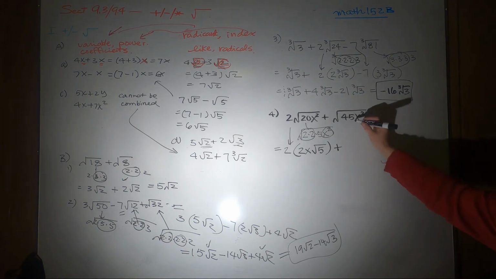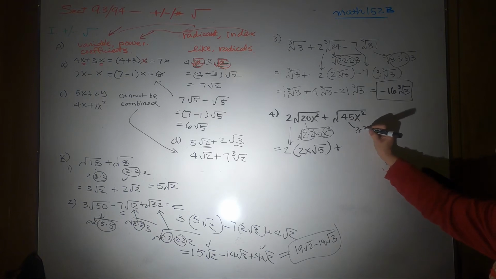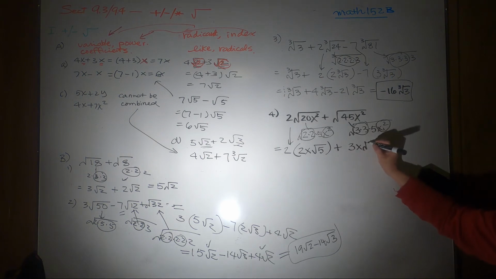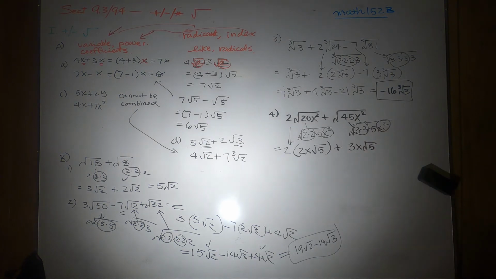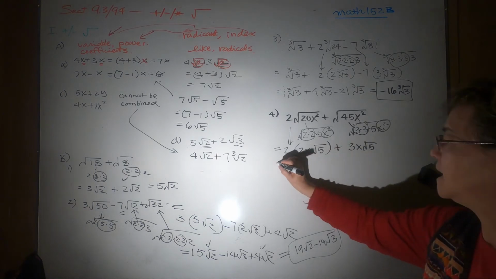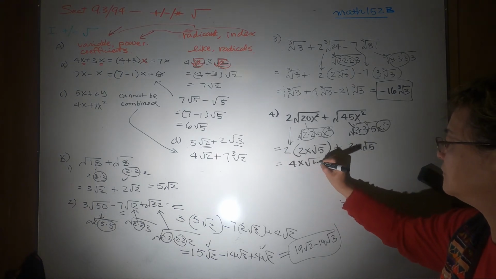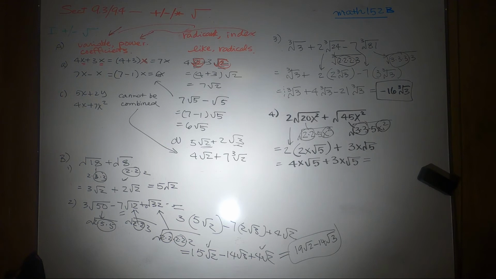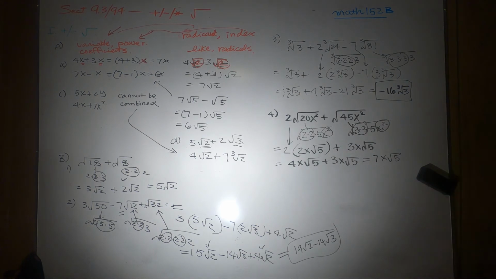Then plus here, 45 would be what? 3 times 3 is 9 times 5 and x squared, right? So that's the square, that's the square. So you have what? 3x outside, square root of 5 inside, right? Then what do we have? We have 4x square root of 5 plus 3x square root of 5, right? Total, what do you think that would be? That would be 7x square root of 5, right? 4x plus 3x is 7x.